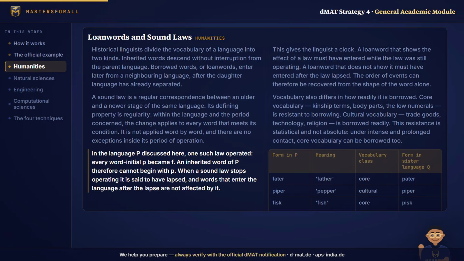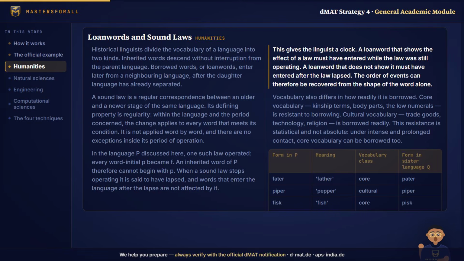With the consequence the text spells out, an inherited word of P cannot begin with P. And when a law stops working, it has lapsed. Words arriving after the lapse are untouched by it. Paragraph 4 is a clock. A loan word that shows the effect came in while the law worked. One that does not show it came in afterwards.